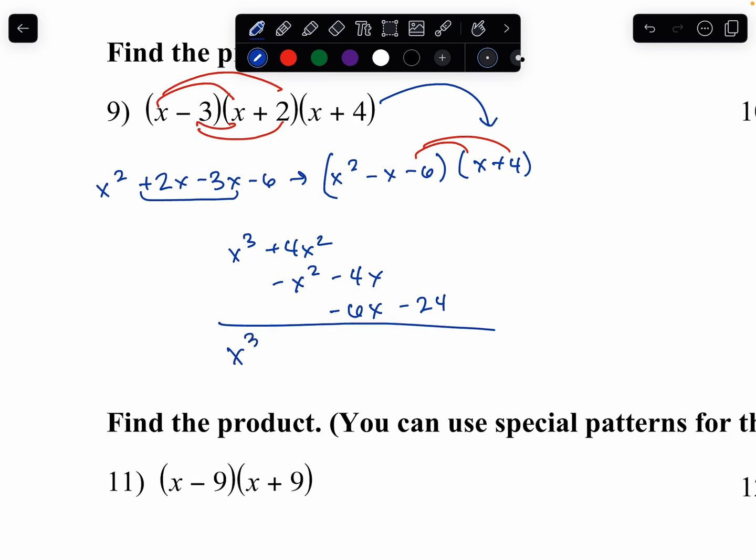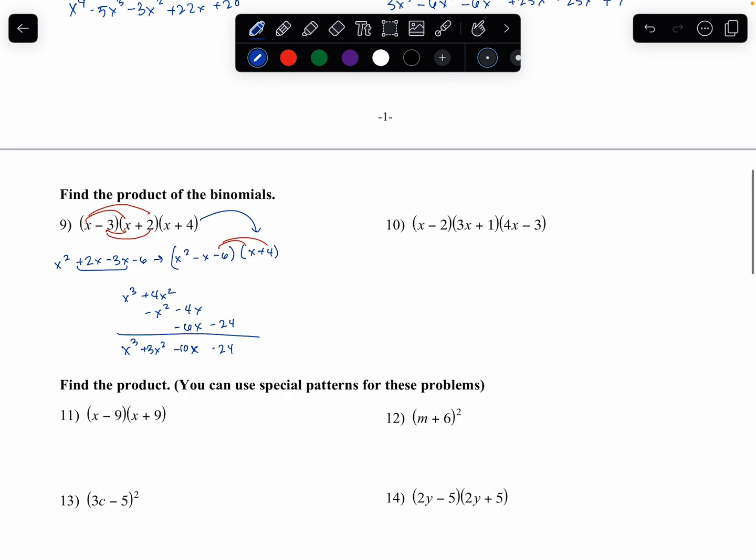And x cubed doesn't combine with anything. That's going to be plus 3x squared minus 10x. And then minus 24. And there you go.